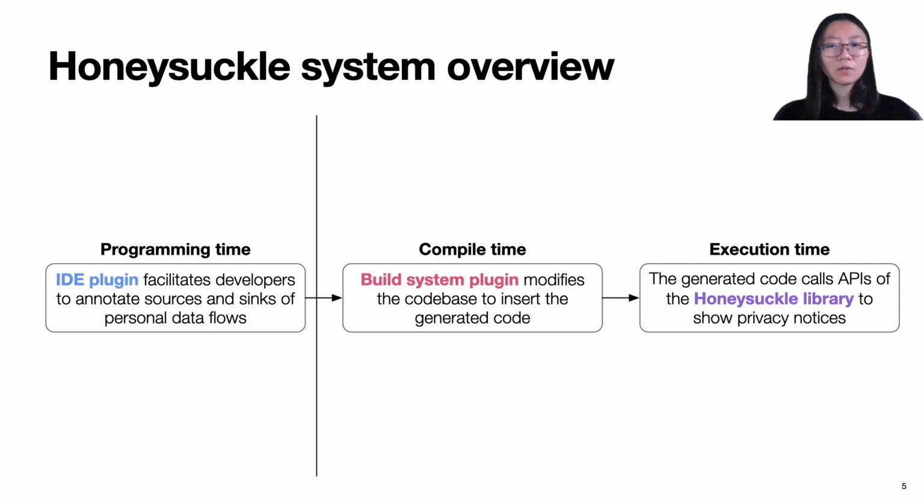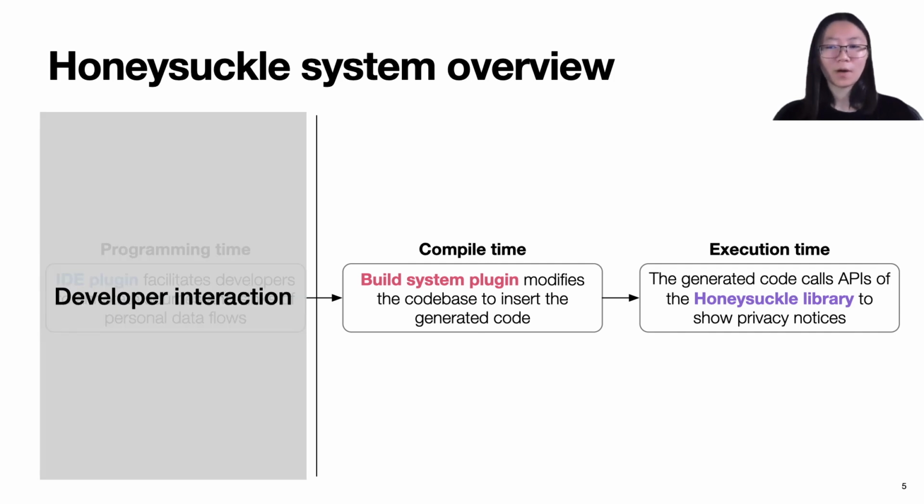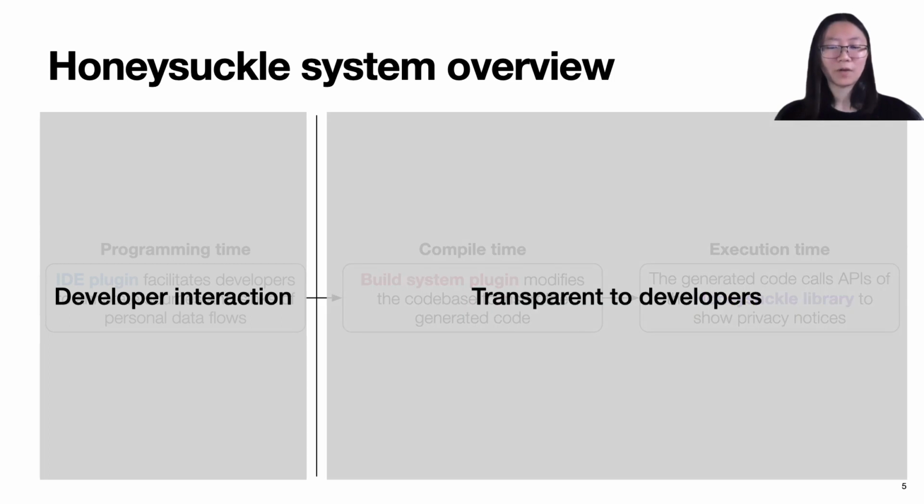The Honeysuckle system consists of three components. During programming time, the IDE plugin facilitates developers to annotate their code. During compile time, a build system plugin modifies the codebase to insert the generated code. And during runtime, APIs from an auxiliary library are called to show privacy notices. Among the three stages, only the first one requires active developer interaction, and the last two are transparent to developers.